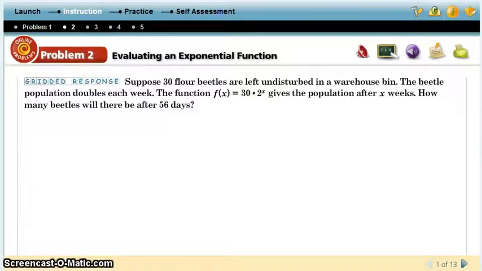In this problem, you will evaluate the exponential function. Suppose 30 flower beetles are left undisturbed in a warehouse bin. The beetle population doubles each week. The function f of x equals 30 times 2 to the x power gives the population after x weeks. How many beetles will there be after 56 days?